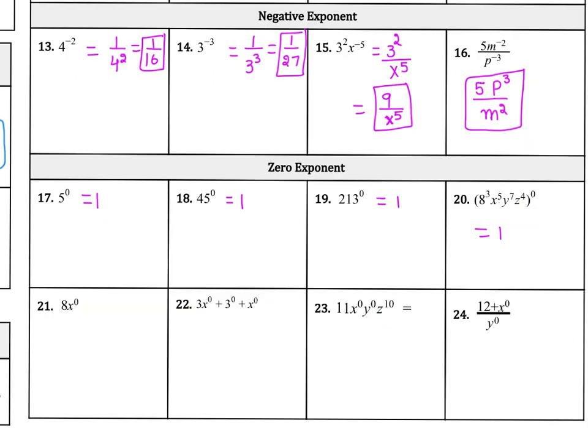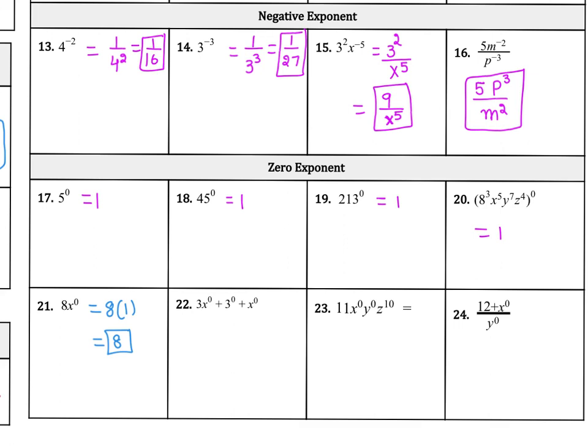Next number is number 21, where the whole answer cannot be equal to 1. So you have a power only on x to the power 0. So 8 is as it is. So you write 8, and x to the power 0 is 1. So 8 times 1 is 8. So the answer for number 21 is 8.